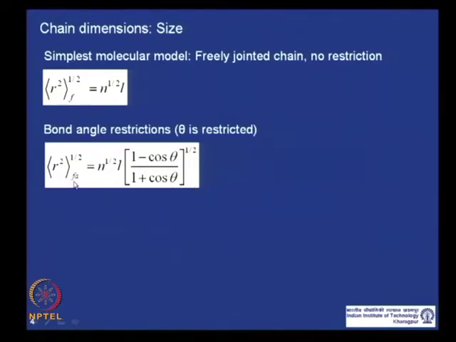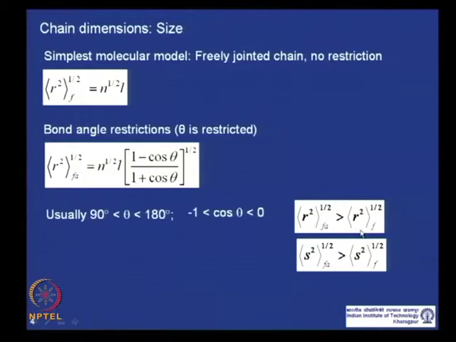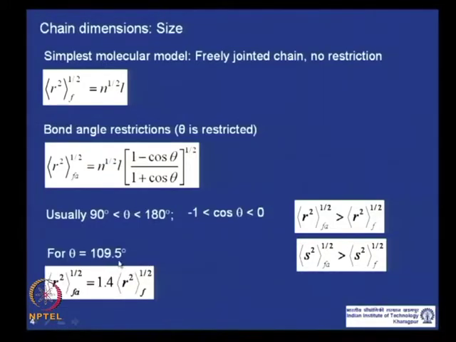Now, in most cases the polymer has a carbon-carbon backbone, so it has a theta between 90 and 180 degrees, which means cos theta is negative. So, as expected, the RMS end-to-end distance with the restriction from bond angle will be higher than that for a freely rotating chain, and the same holds for the radius of gyration. In most cases the tetrahedral bond angle is 109.5 degrees. In that case, this factor comes out to 1.4 times.